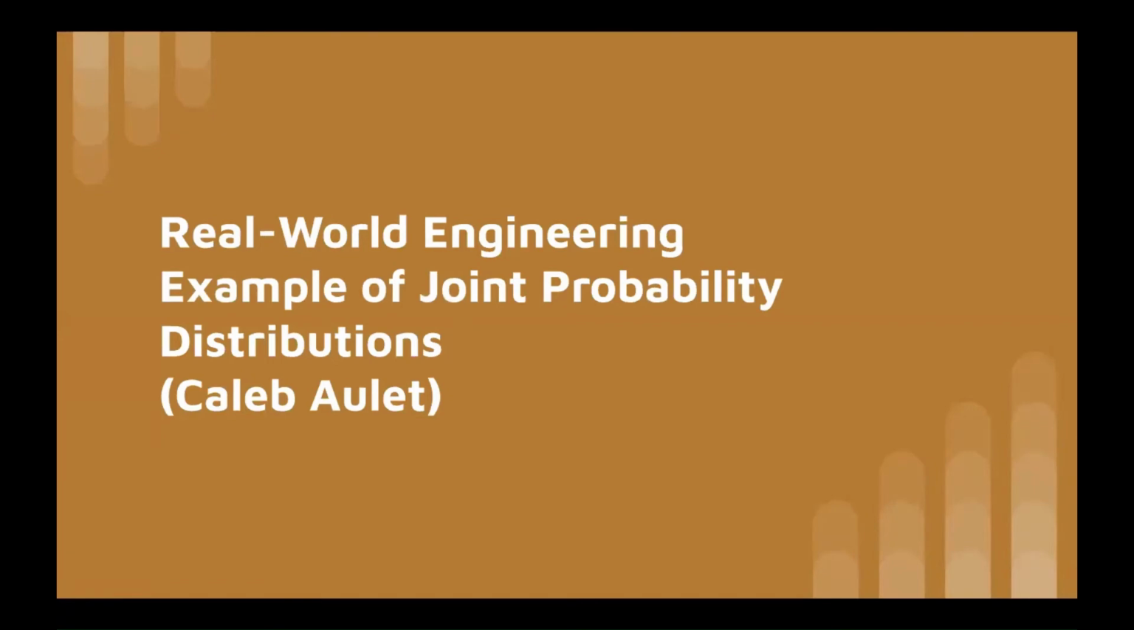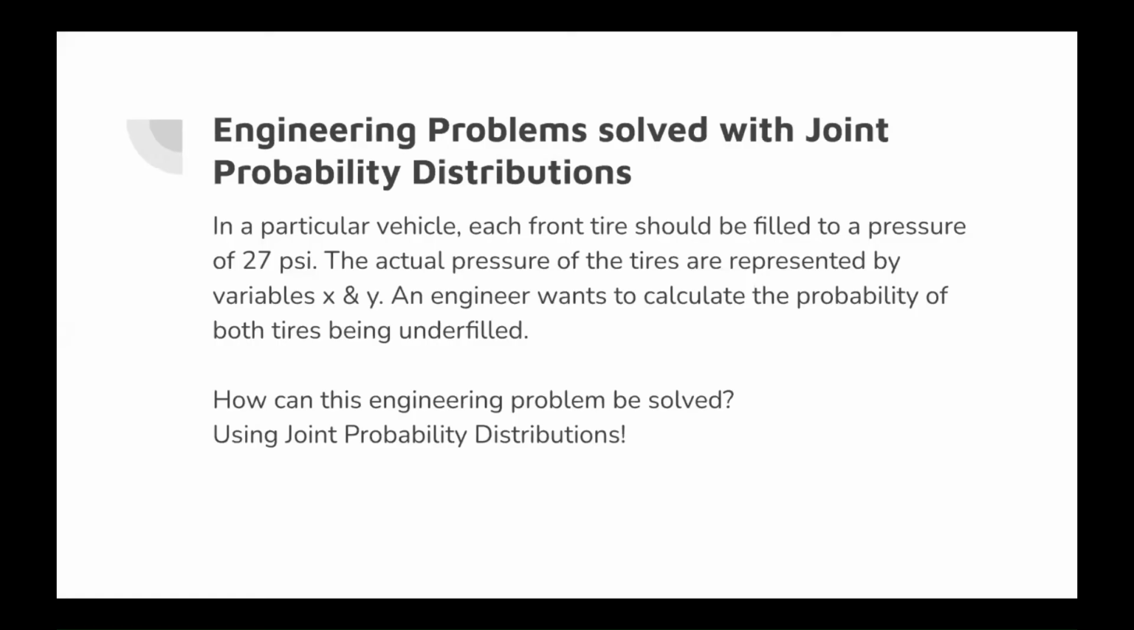Okay, and I'll be providing a real-world engineering example of joint probability distributions. Next slide. Okay, so in a particular vehicle, for example, let's say each front tire should be filled to a pressure of 27 psi, and an engineer wants to calculate the probability that both front tires are underfilled. If we represent the front tires with variables x and y, we can actually solve this using joint probability distributions.